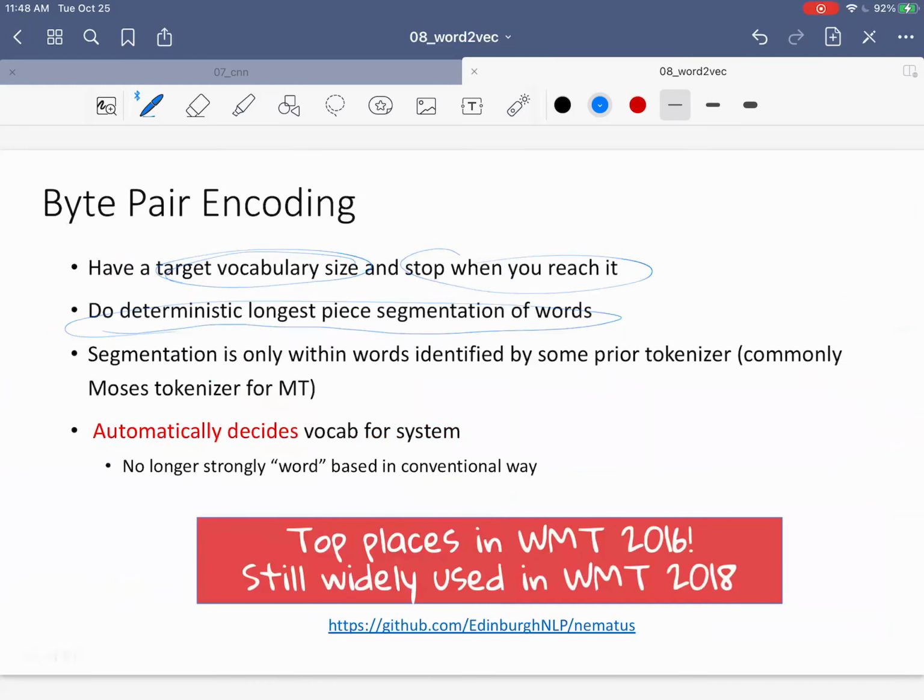Right. So the good thing about byte pair encoding is that it automatically decides the vocab for the system. You don't need to think about what kind of words you're going to use for your vocabulary, what kind of filters you're going to use, you don't need to care about any of that. You just run byte pair encoding for a fixed vocab size, and then it is just done. You automatically have a dictionary to use for any of your downstream tasks.